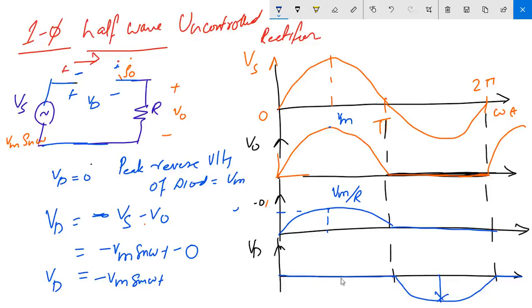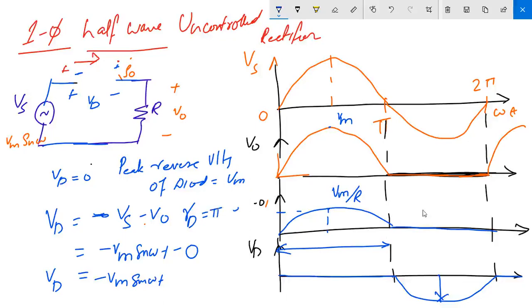What is the duration during which your SCR conducts, or you can say the conduction angle for your diode? Conduction period of a diode. So this is the period during which the diode is conducting. This conduction period is gamma d, and that is pi. You can check it from the waveform.